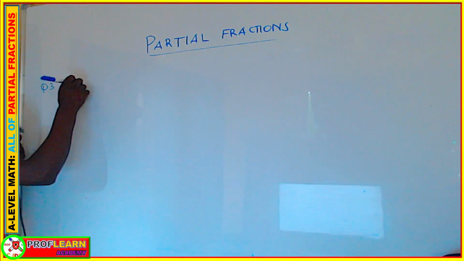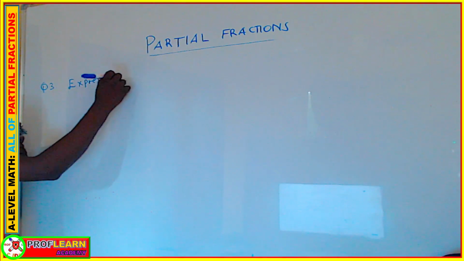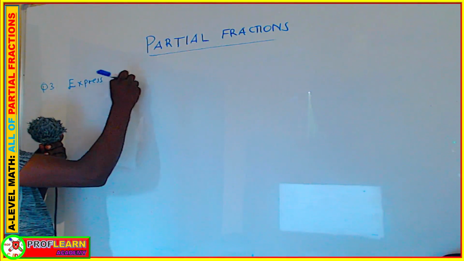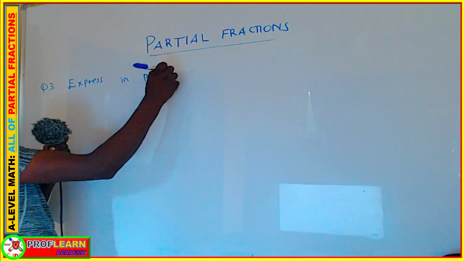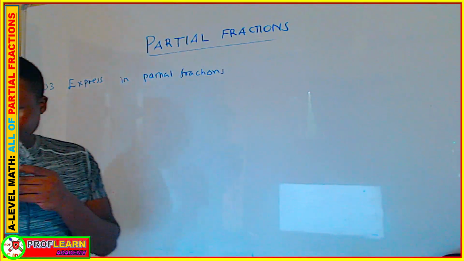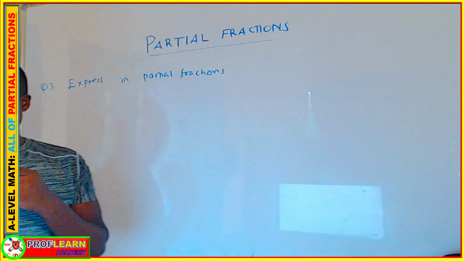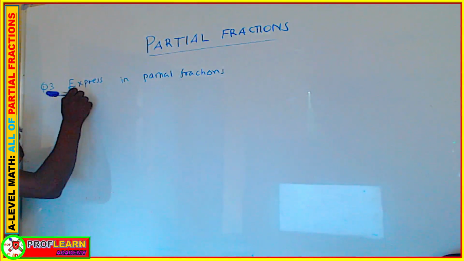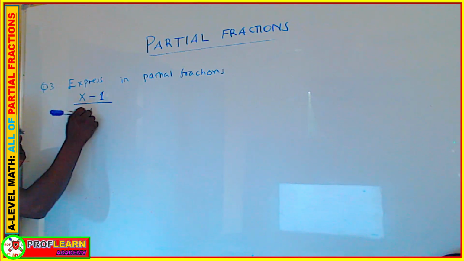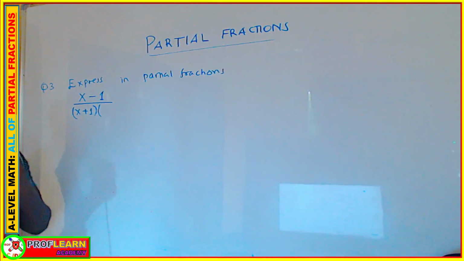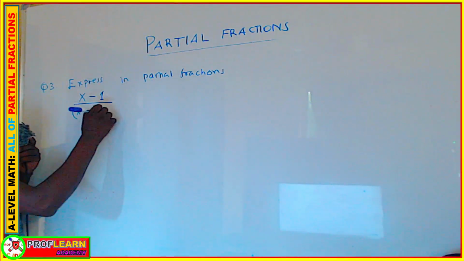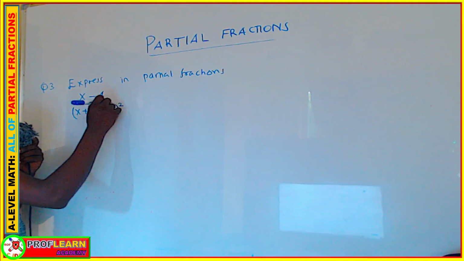Now you are told to express in partial fractions, and what are you expressing? You are expressing x minus 1 over x plus 1 times x minus 2, and this is now squared.